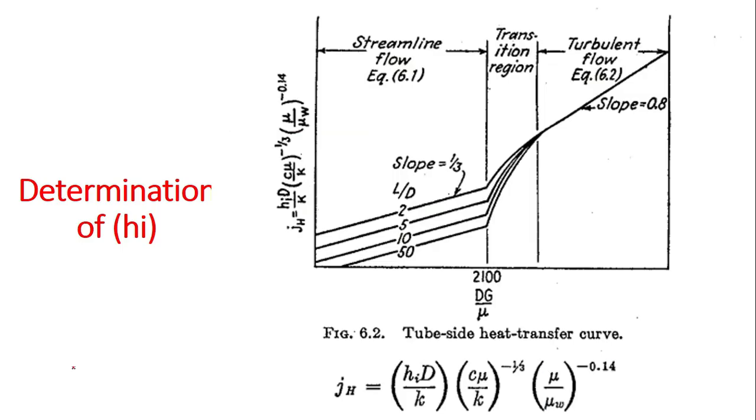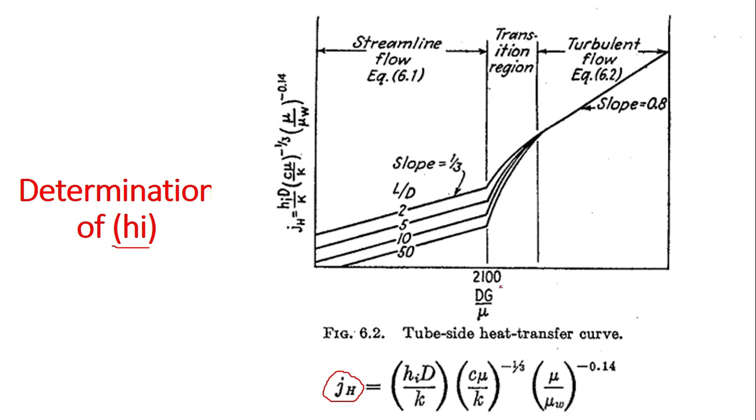There is another way to determine the film coefficient or the convective heat transfer coefficient for the inner tube by using this Colburn factor, which is known as JH, right? JH. So for this you have to use this graph, right? I will show you this graph when I solve the design problem for the double pipe heat exchanger. So this is the simplified graph. You will see the proper graph when you solve the particular problem related to the design of the double pipe heat exchanger.